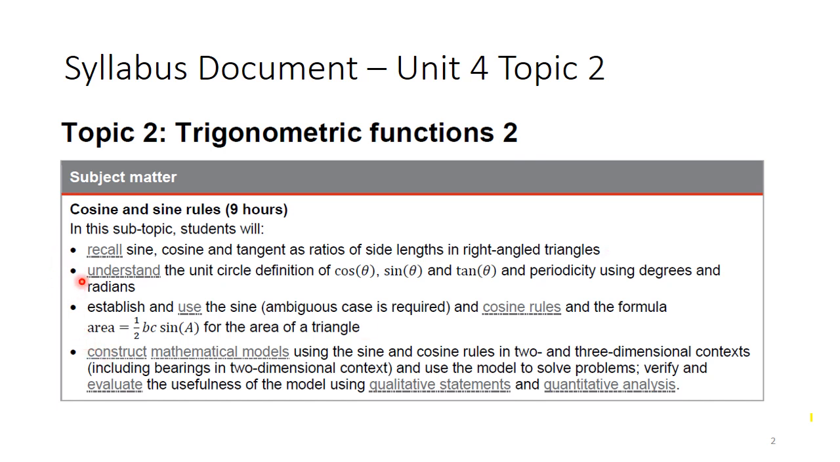The second bit would be to understand the unit circle definition of cosine, sine and tan. So we're going to go back to our pretty circle with a radius of 1. We are going to talk about the periodicity, how those functions repeat themselves, using degrees and radians. So you need to be able to remember what radians are and how to convert between the two.